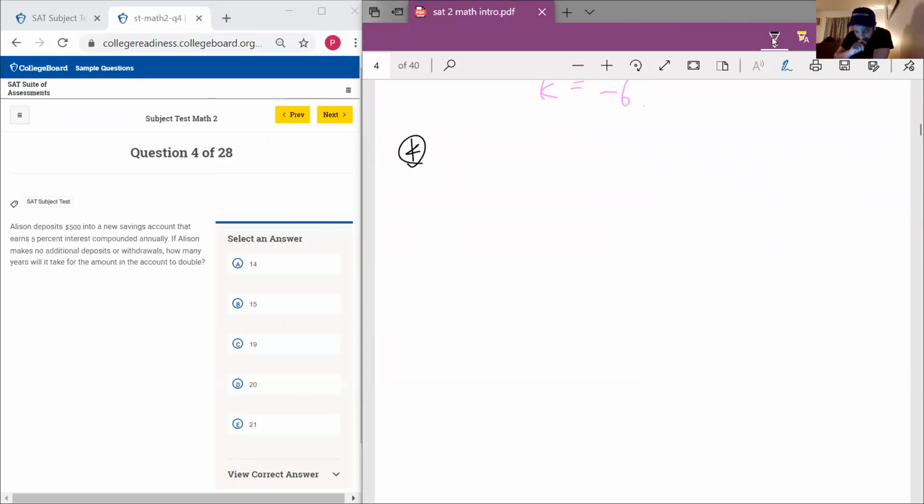All right, let's do number 4. Allison deposits $500 into a new savings account that earns 5% interest compounded annually. If Allison makes no additional withdrawals or deposits, how many years will it take for the amount to double? Okay.